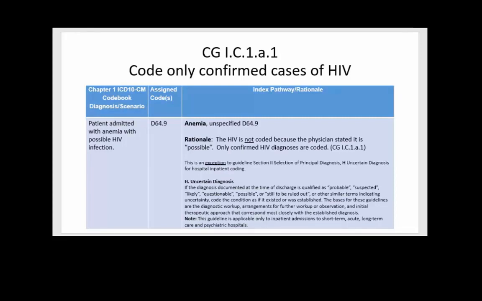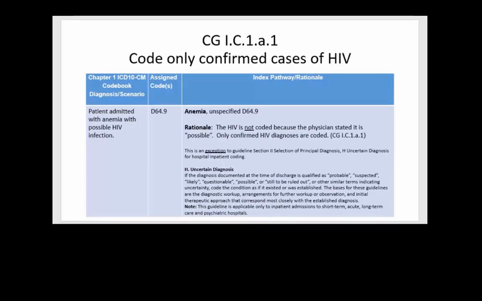And then I have just a note here that this is an exception. The fact that you are coding something that uses the term possible is an exception to Section 2, Selection of Principal Diagnosis, number H, Uncertain Diagnoses. And then I have it reproduced here with a copy-paste of what that says.